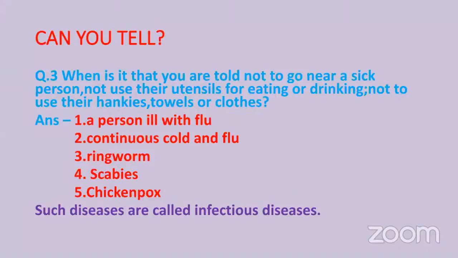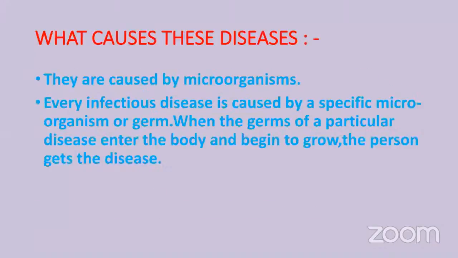If a person is suffering from such a disease, and a healthy person goes near them, that healthy person will also suffer from the same disease. So these diseases are called infectious diseases. Now we'll see what causes these diseases. Can anyone read for me? Yes, teacher. How does it happen?